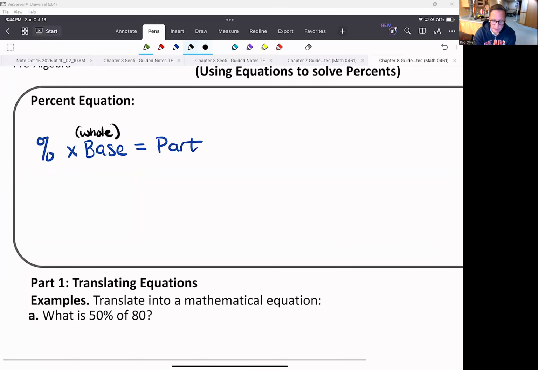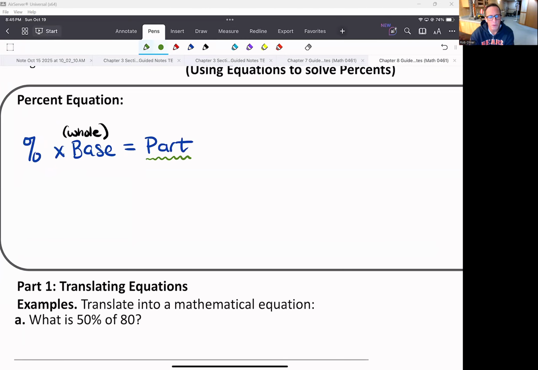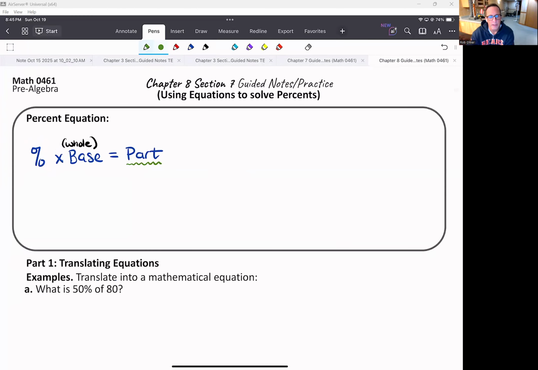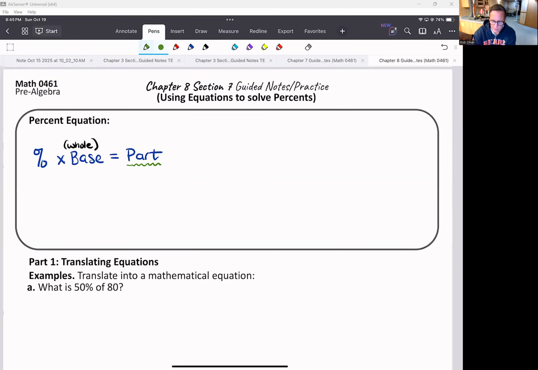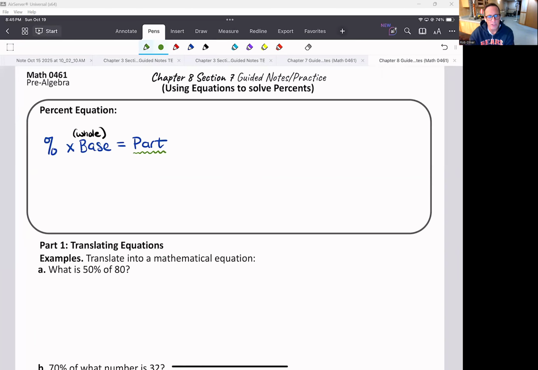Now, keep in mind that equation is great for anything really, but especially if you're looking for the part. If we apply algebraic inverse operations to this, we can transform this equation into any of the three things that we're looking for.